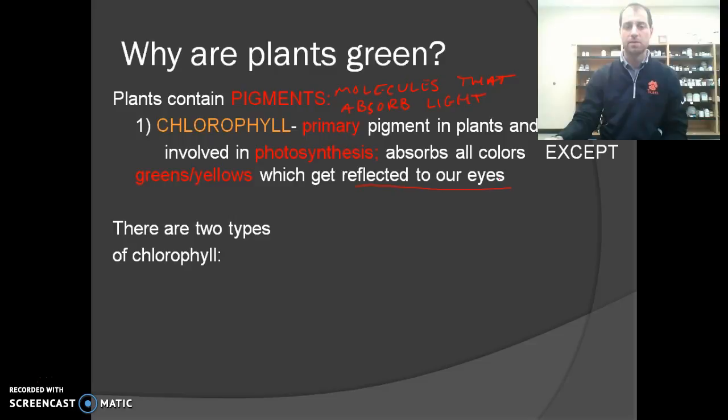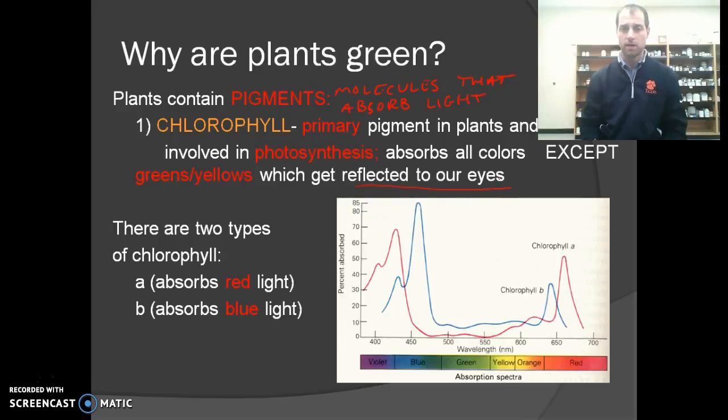There are two types of chlorophyll. We have chlorophyll A, which is going to absorb a lot of red light, and we have chlorophyll B, which is going to absorb a lot of blue light. So if we look on this graph here, we have chlorophyll A represented by this red line, and it is absorbing a little bit of blue light here, but it's also absorbing more red light than chlorophyll B. Chlorophyll B is absorbing a lot of blue light and is absorbing some red light.